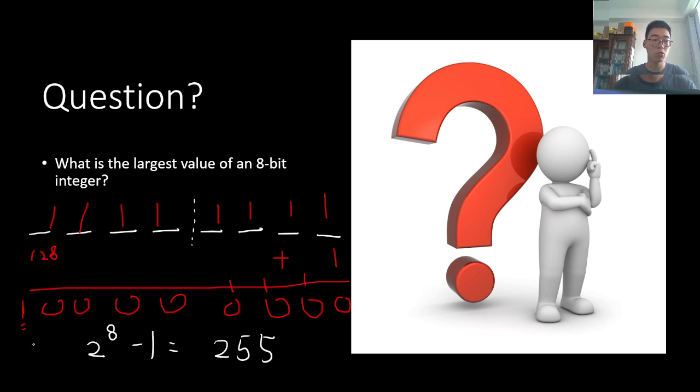So this number is quite easy to solve. We just double the 128, which gives 256, or 2 to the power of 8. And then we just subtract the 1 back because we added 1 to the original number. So 256 minus 1 is equal to 255. And this is how I arrived at this answer.